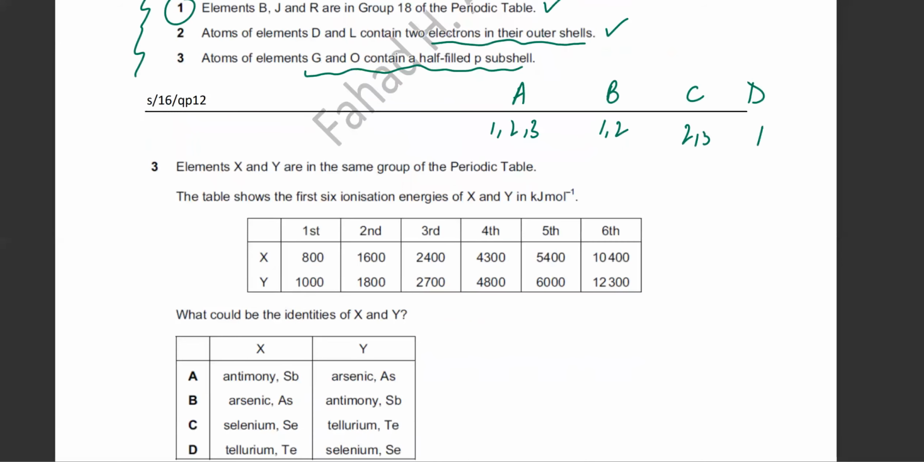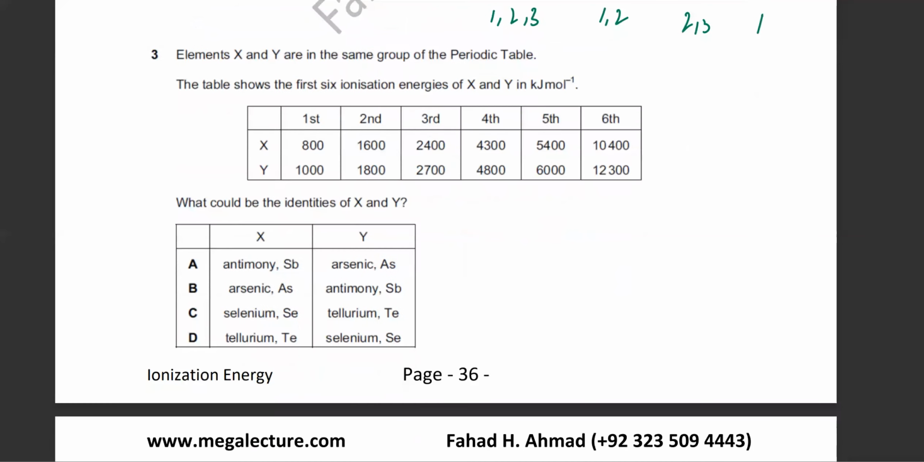Like in the previous pattern, up till 2021, there were 10 questions for sure of 1, 2, 3 type questions, but now it's not going to be guaranteed.